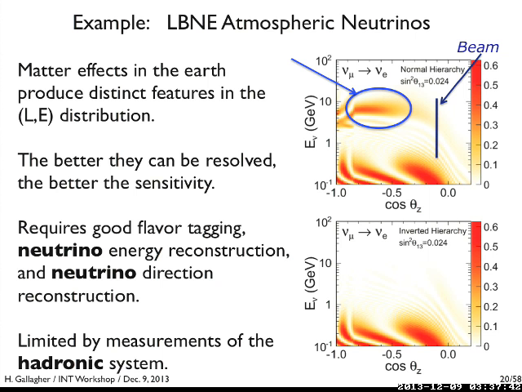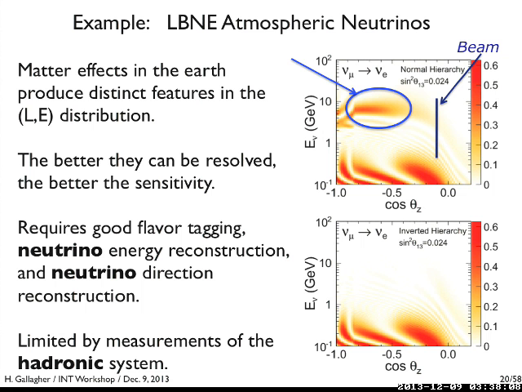The protection is kind of smaller theta 1-3. Is that sine squared theta 1-3 0.024? No, I don't think that's small. Yeah, so I think that's a reasonable number for theta 1-3. But this enhancement is completely driven by theta 1-3. So if theta 1-3 was zero, that wouldn't be there at all.